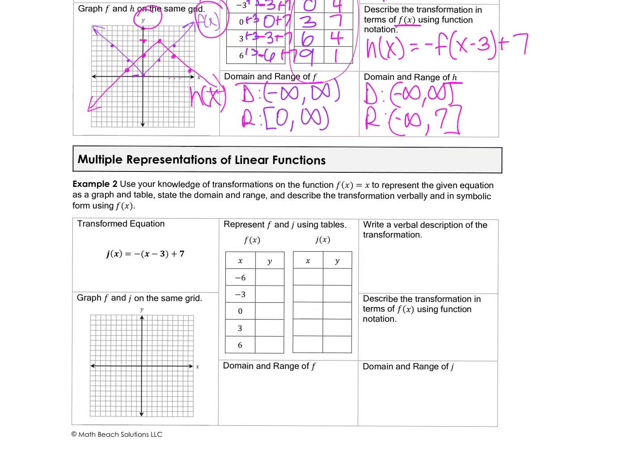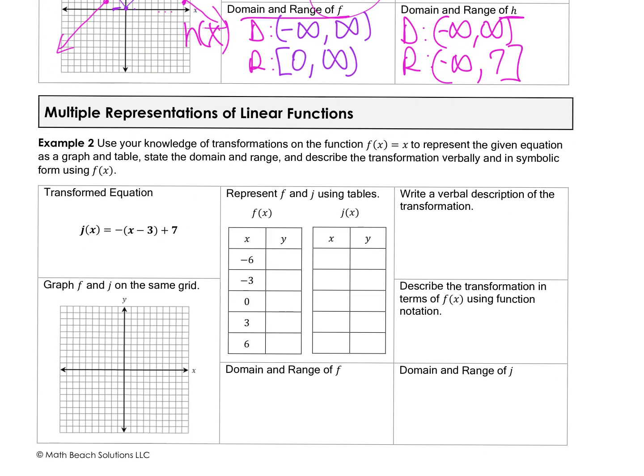Now we're going to switch over to a different type of function. Anytime we have, no matter what function we have, we're always going to have the same transformations. So I'm going to start out like I did on the last one, with a verbal description. So notice this is linear, and it tells us we are starting with our parent function for linear, which is f of x equals x. So the verbal description is going to be very similar to what we had on the last one. The negative in front will reflect it over the x-axis.